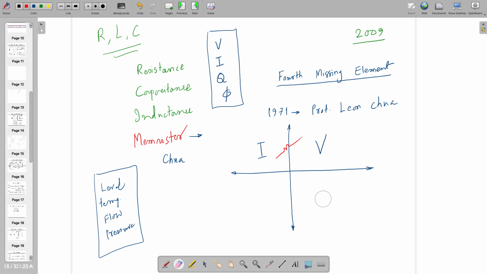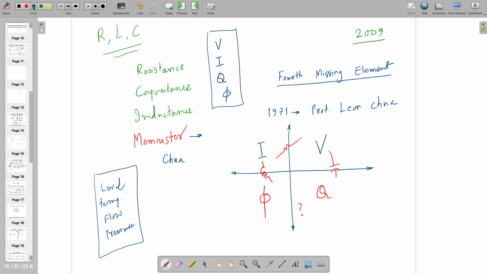If it goes this way, then it will work. So what about this guy? What about this guy? That is the fourth missing.